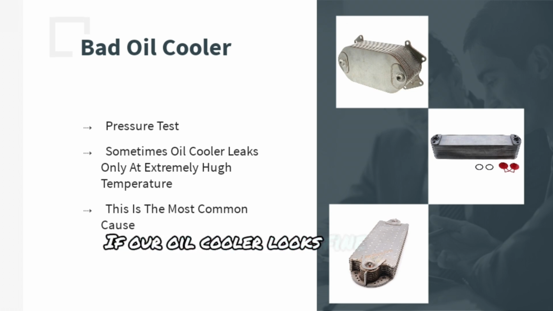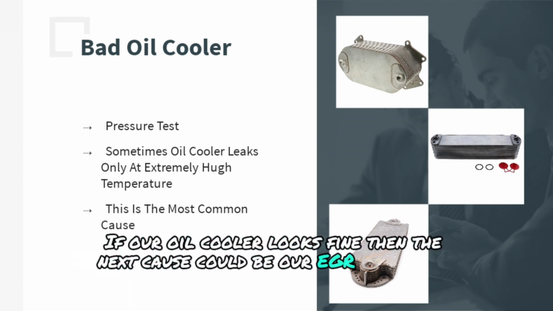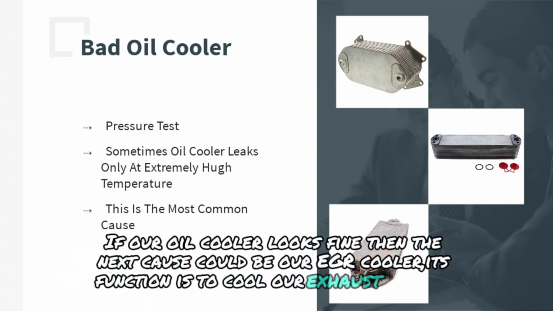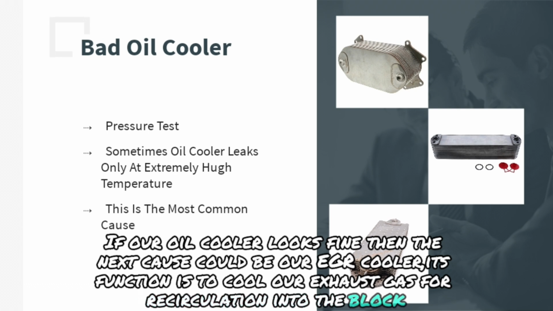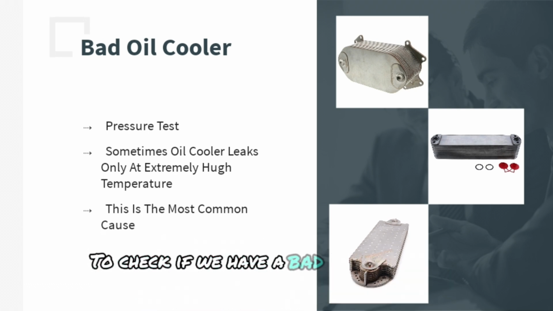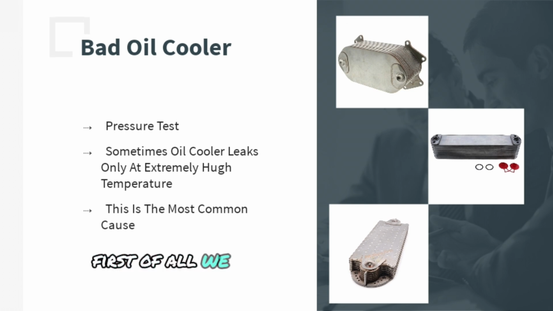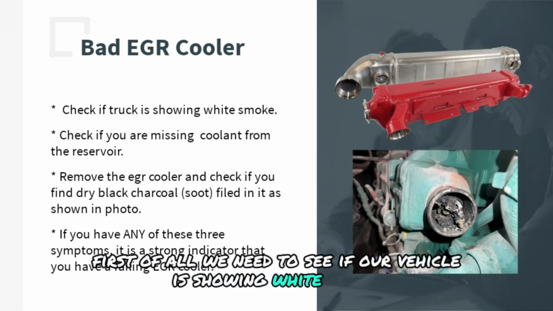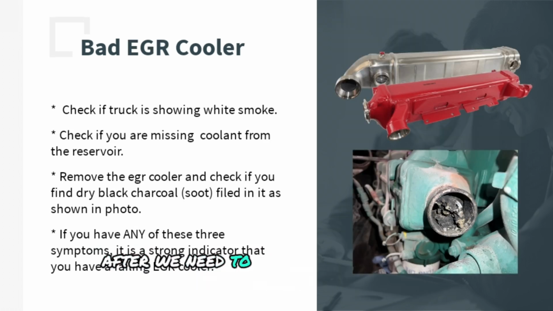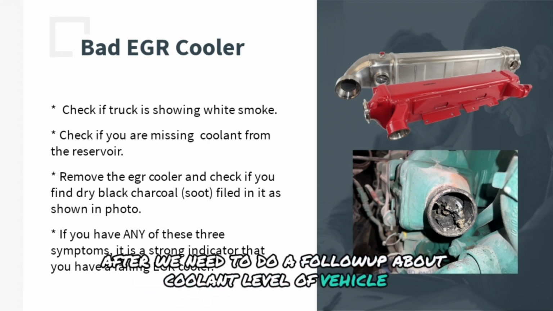If our oil cooler looks fine, then the next cause could be our EGR cooler. Its function is to cool our exhaust gas for recirculation into the block. To check if we have a bad EGR cooler, we have to follow some steps. First of all, we need to see if our vehicle is showing white smoke. After, we need to do a follow-up about the coolant level of the vehicle.